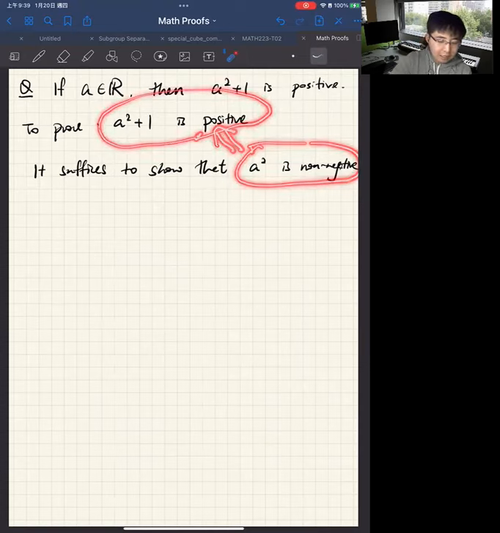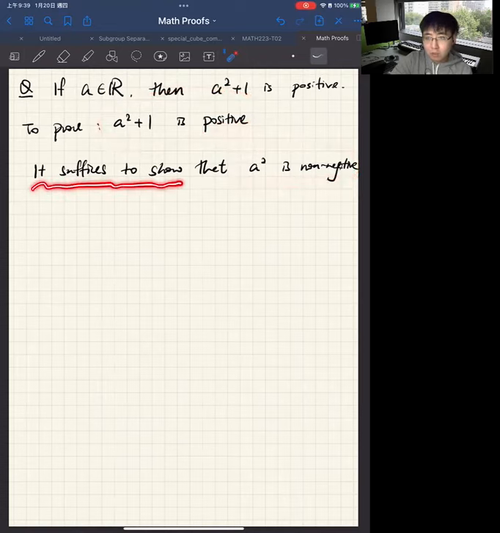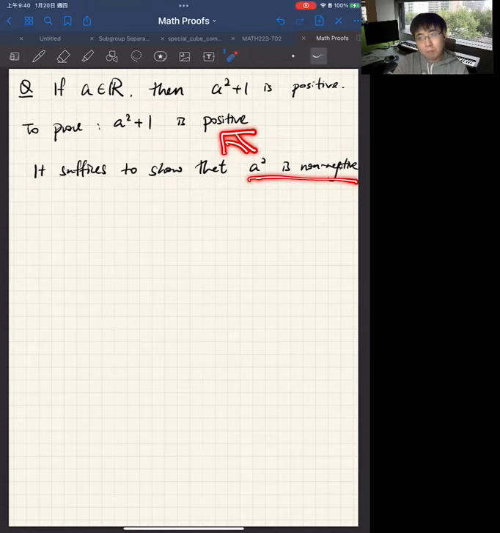It suffices to show this, the wording means this. So we are going to show this, since this implies this. It need not be an if and only if, okay? It need not be that this implies this and the converse, which is false. We only need this to be true.